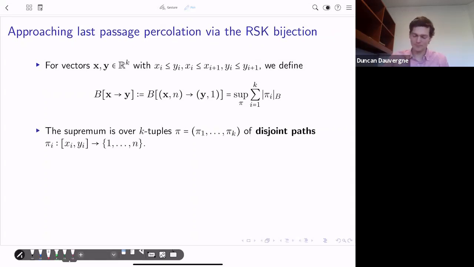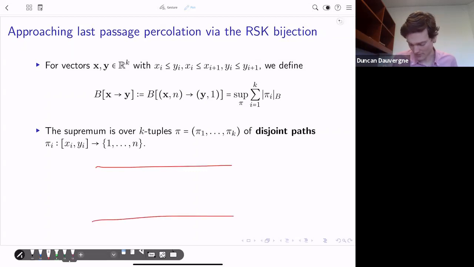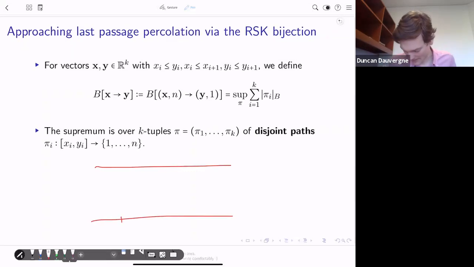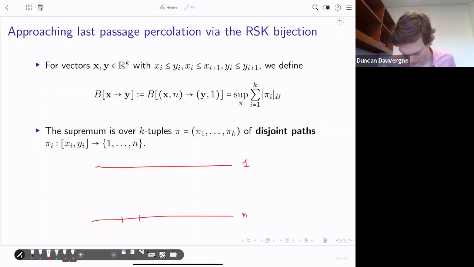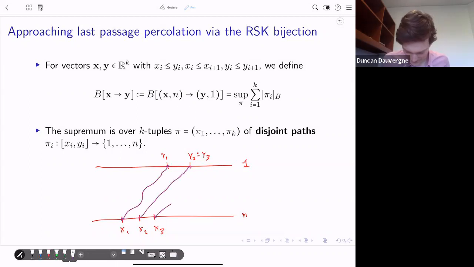So what is this? Again, it's best drawn through a picture. Say I look at line n and line 1, and I have points, say x1, x2, x3 here, and maybe y1, y2, y3. So these are vectors x and y. I can define a multi-point last passage value as the best possible sum of path lengths between these points, where I specify that my paths have to be disjoint.